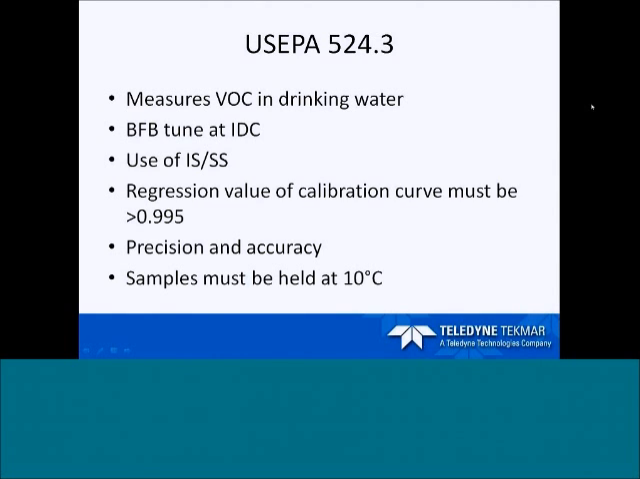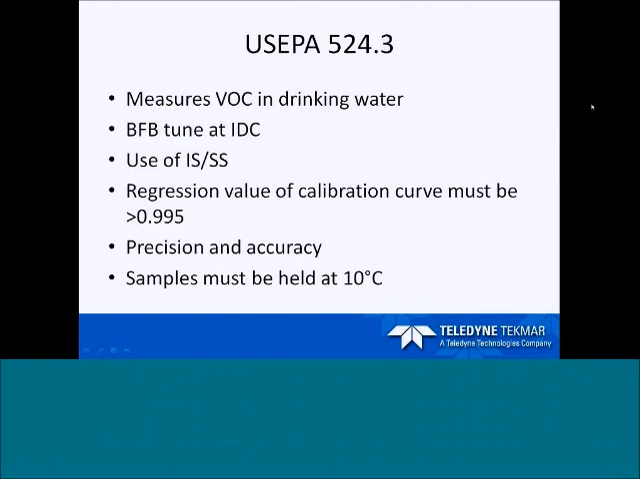All right, so just to go over US EPA 524.3 again, it measures the volatile organic compounds in drinking water. You have to have a BFB tune at the initial demonstration of capabilities, but for 524.3, it has to be done every 12 hours like with 8260. It also uses internal and surrogate standards. For this method, all the regression values of the calibration curve must be greater than 0.995. And it also requires a precision and accuracy study.